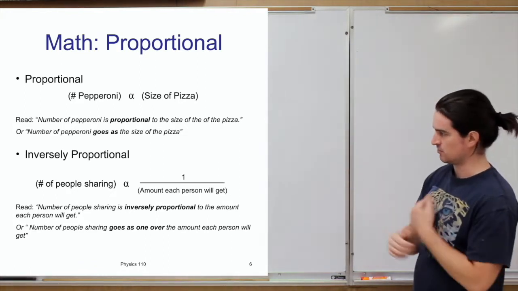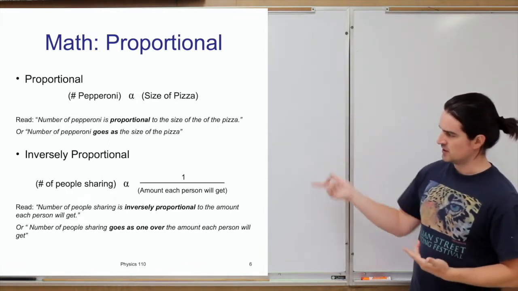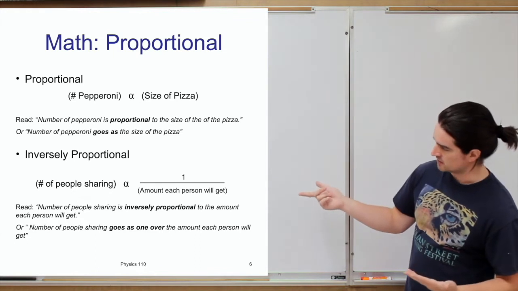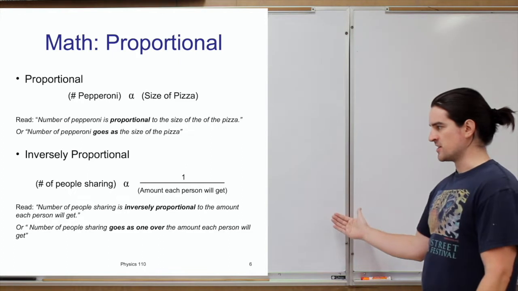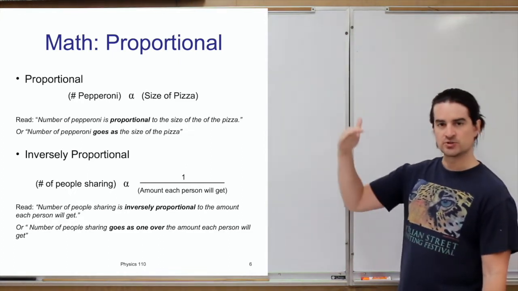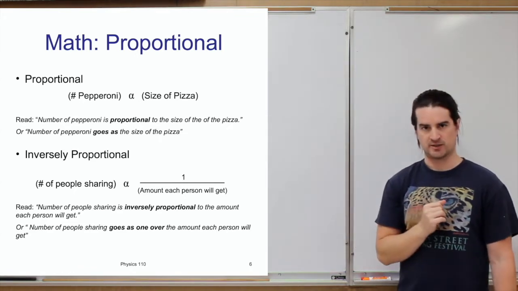So they're inversely proportional. And you would read this off similar to the first one: the number of people sharing the pizza is inversely proportional to the amount each person will get. Or the other way of reading it is the number of people sharing goes as 1 over, or 1 divided by, the amount each person will get.